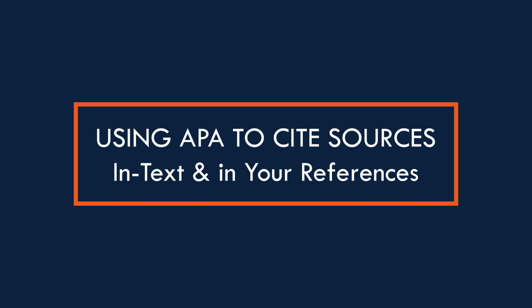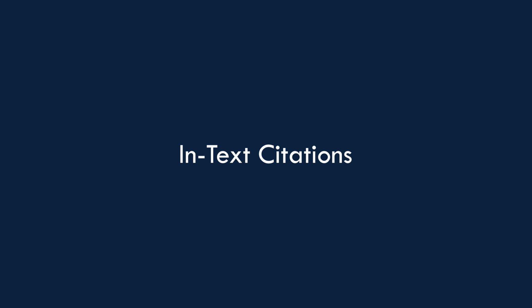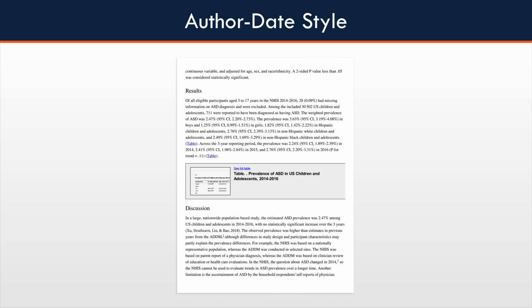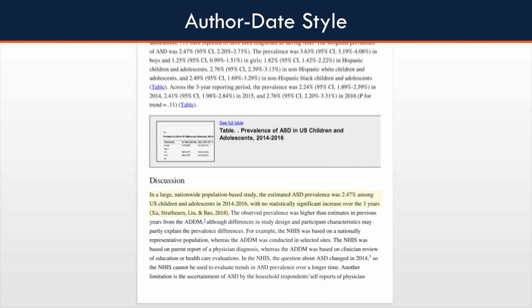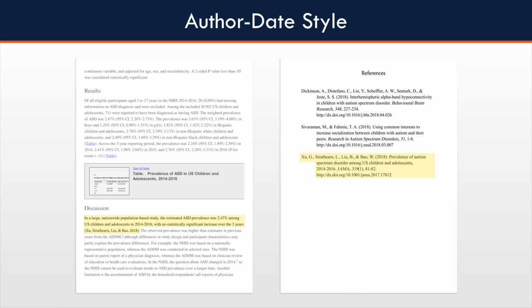The following will help you better understand how to use APA to cite sources in text and in your references. In-text citations follow the author-date style. The purpose of an in-text citation is to refer the reader to the references at the end of your paper.